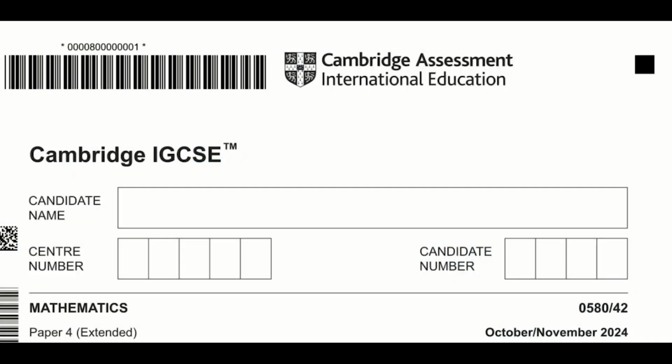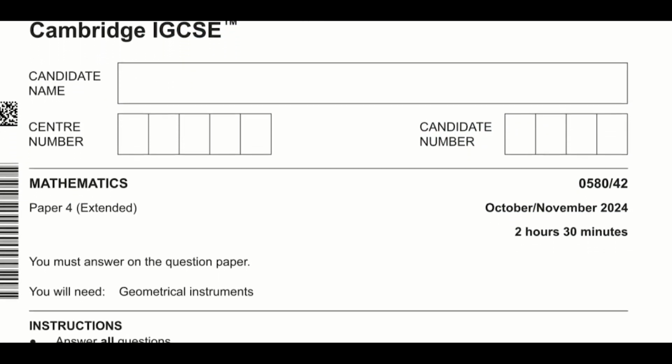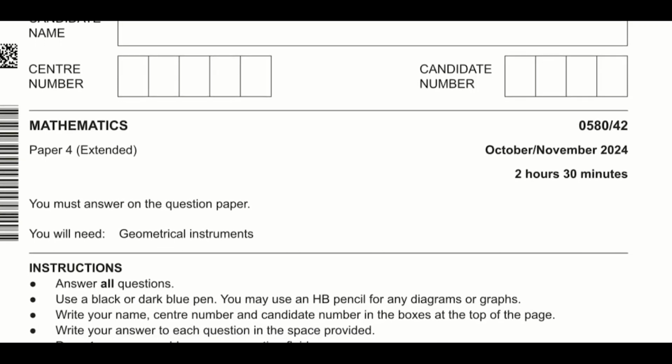Hello everyone, you are welcome to Mathematics Tour. This is the Cambridge IGCSE Mathematics Paper 4, written in October-November 2024.